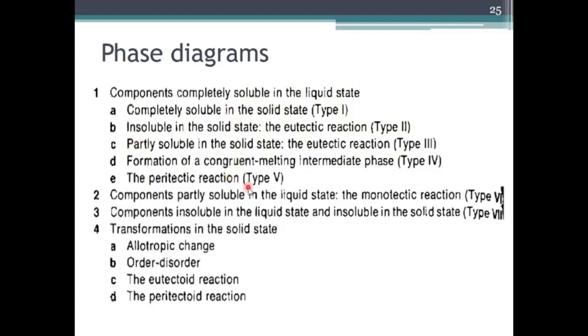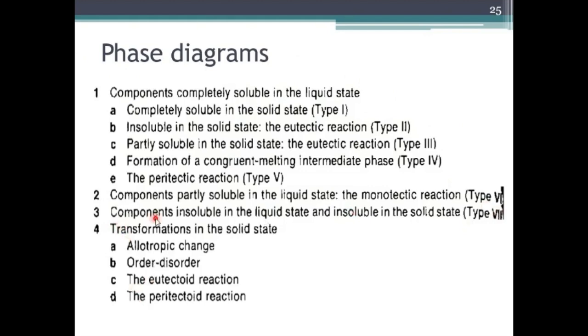So these are the various five types of the first category. The second category is where components are partly soluble in the liquid state. That we call a monotectic reaction, type 6. Then components insoluble in the liquid state and insoluble in the solid state, we call type 7.